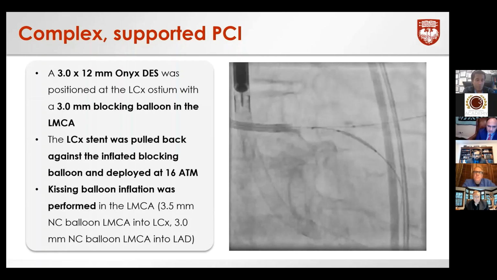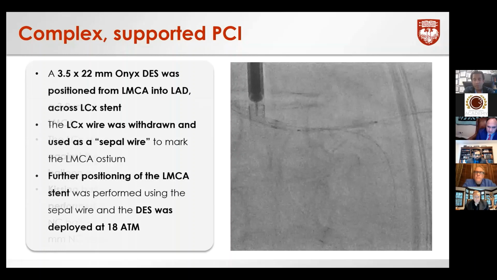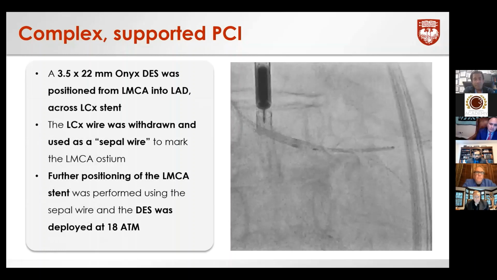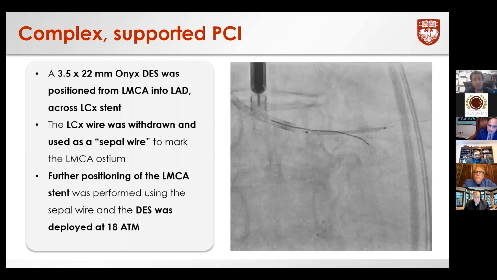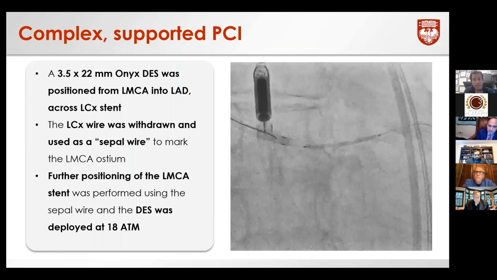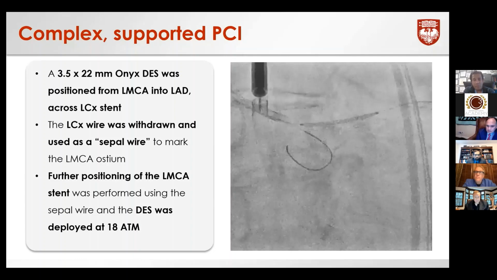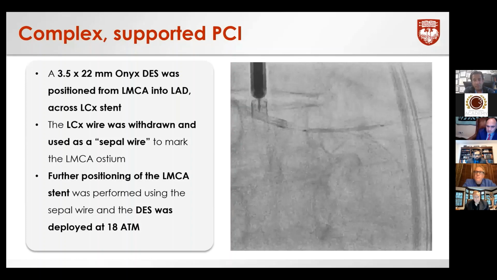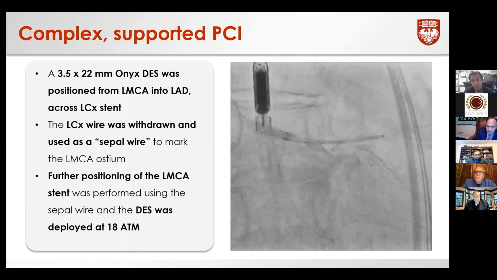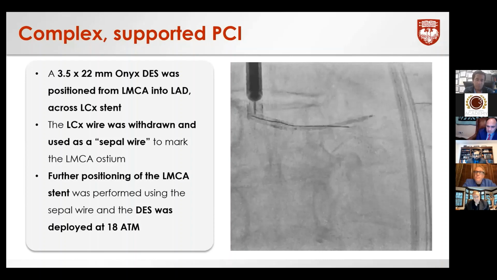So the circ stent was pulled back, inflated, and kissing balloon inflation was performed at that point. And then we positioned a 3.5 by 22 DES across the circ stent, left main into LAD. You see the circ wire withdrawn and used as a sepal wire to mark the left main ostium in the interest of minimizing contrast. And then we further positioned the stent against the sepal wire.